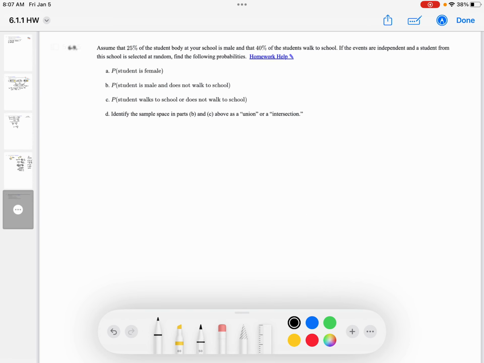Last problem we're going to look at is 6-9. Assume that 25% of the student body at your school is male and 40% of the students walk to school. If the events are independent and a student from the school is selected at random, find the following probabilities. Okay, I'm going to make an area model here.